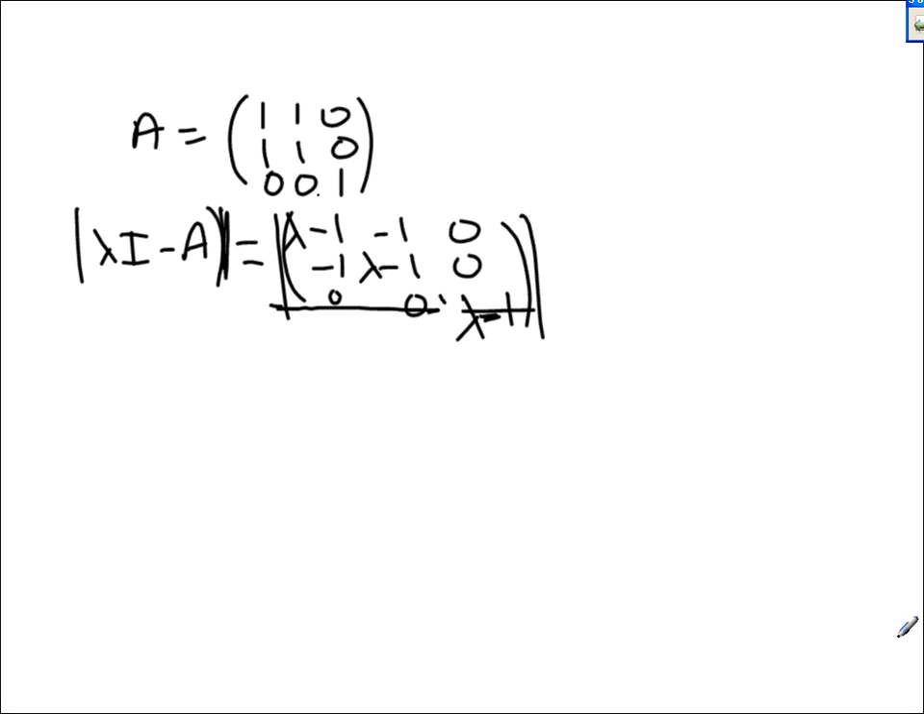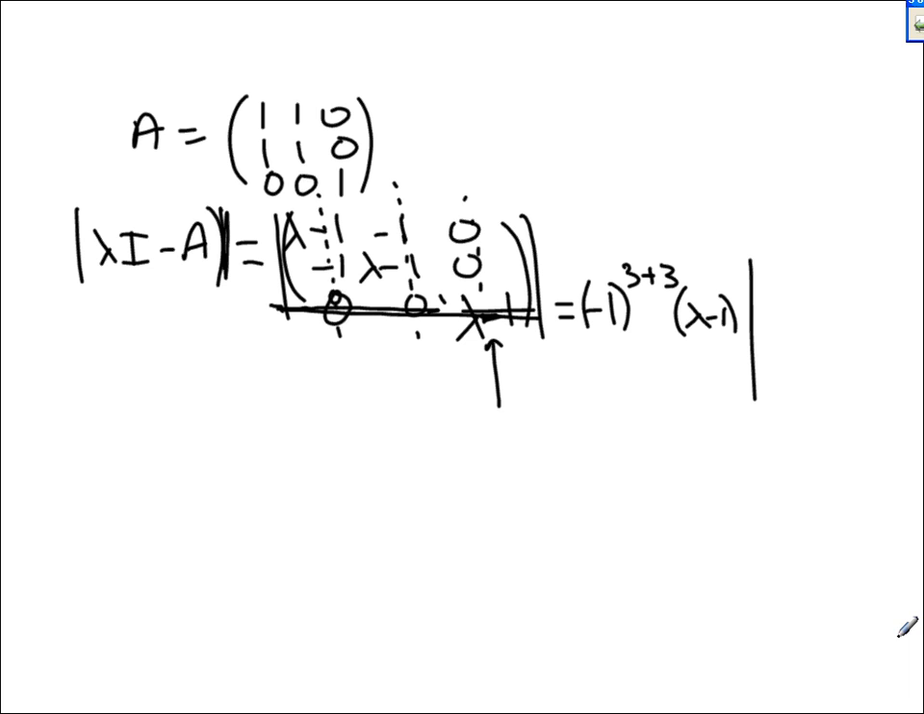There's no reason to cross off the first column, because we have a 0 here. Same argument for the second column. But then we have to do the third column. So what we get is negative 1 raised to the position value. That value, lambda minus 1, is in the third row, third column. And it is lambda minus 1 times the determinant of what remains after you cross off the third row and the third column. Namely this.